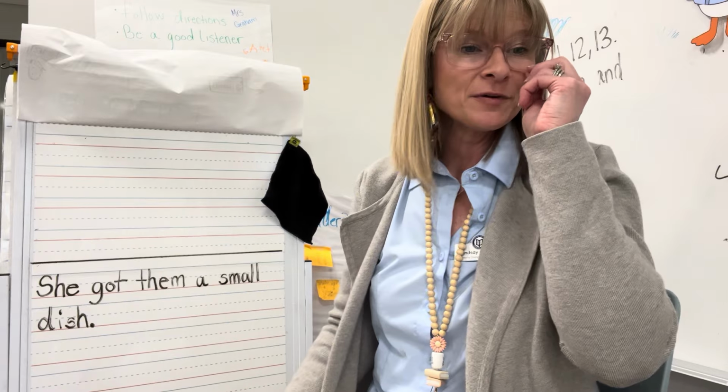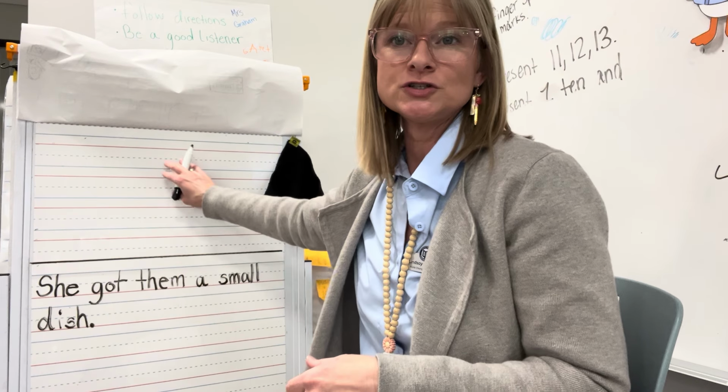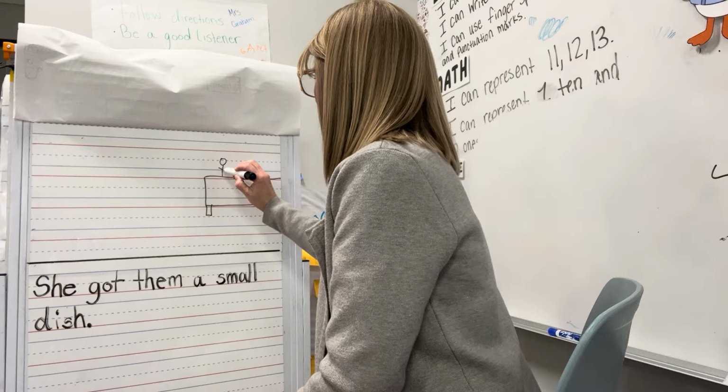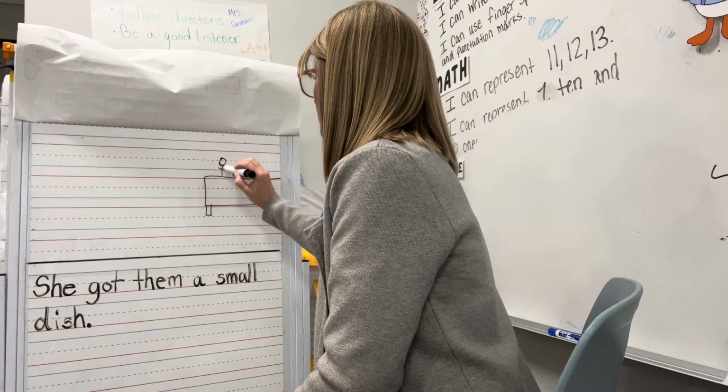So up at the top of the page, we have to draw a picture that matches what we read, okay? So it says, she got them a dish. So I'm going to start by drawing a table on this side of the page. So I'm going to just draw a rectangle shape that goes into the end of the paper. Then I'm going to give little table legs here, which are again just little rectangles. There's my table. I'm going to draw 2 boys sitting at the table. Circle for the head, stick body.